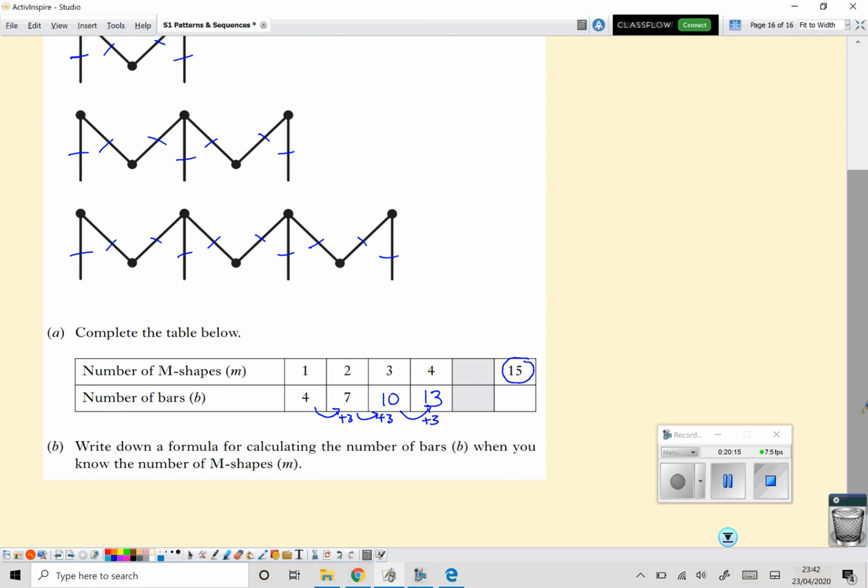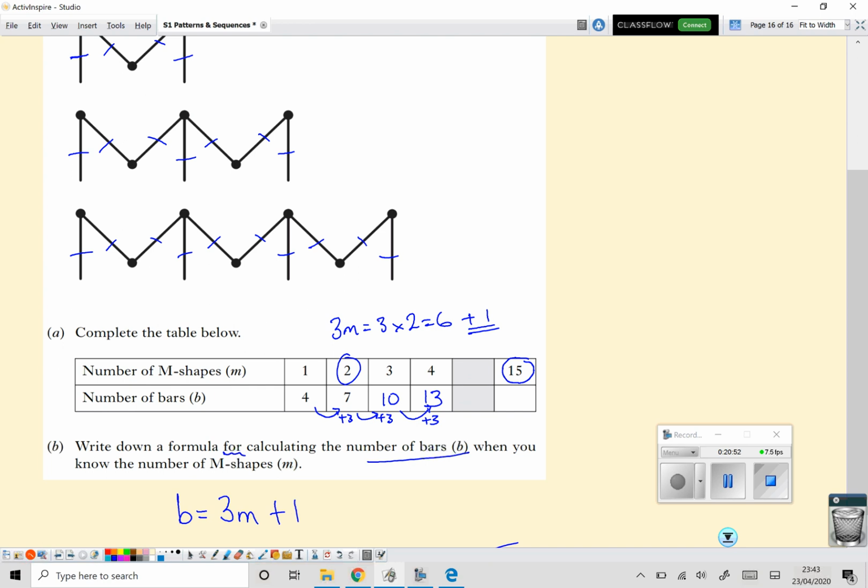So our formula, remember the formula is always the letter on the bottom row, so it's going to be B equals, right? Write down a formula for calculating the number of bars, so it's B equals. Now, what's our multiplier? We're going up in threes, so it's got to be 3M. Test it, right? For 2 M shapes, 3M would be equal to 3 times 2, that's 6. 6 isn't enough, I need 7, so my correction term is plus 1. And that's the formula, folks.